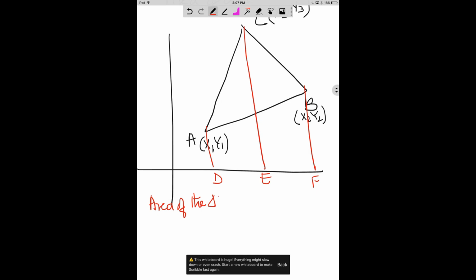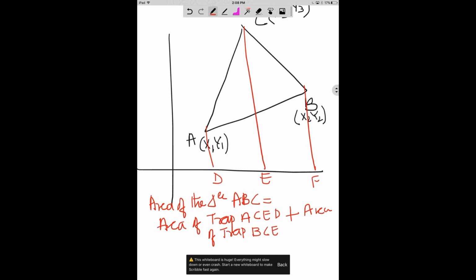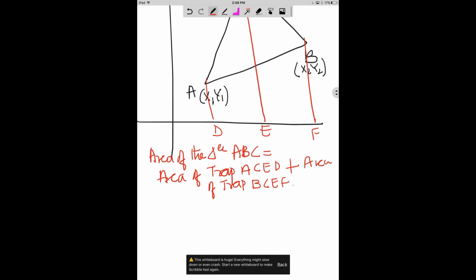Area of the triangle ABC equals area of the trapezoid ACED plus area of the trapezoid BCEF minus area of the trapezoid ABFD.